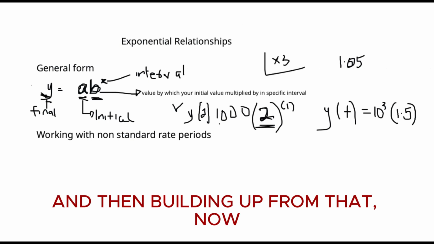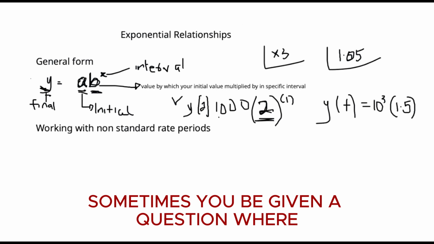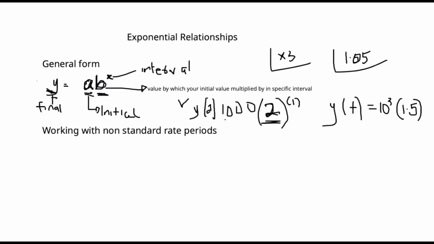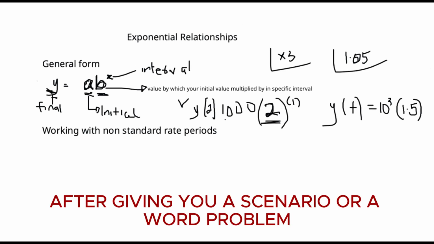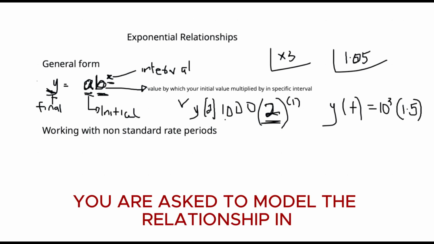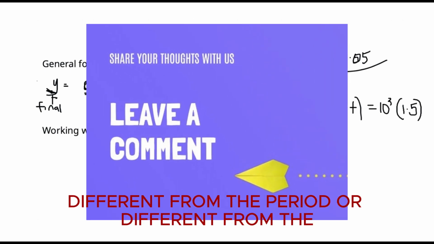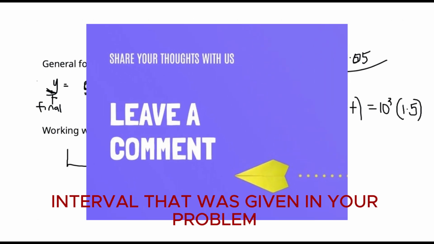And then building up from that. Sometimes you'll be given a question where, after giving you a scenario or a word problem, your initial value, the number you're multiplying by, and the interval, you are asked to model the relationship in another rate, different from the period or interval that was given in your problem.